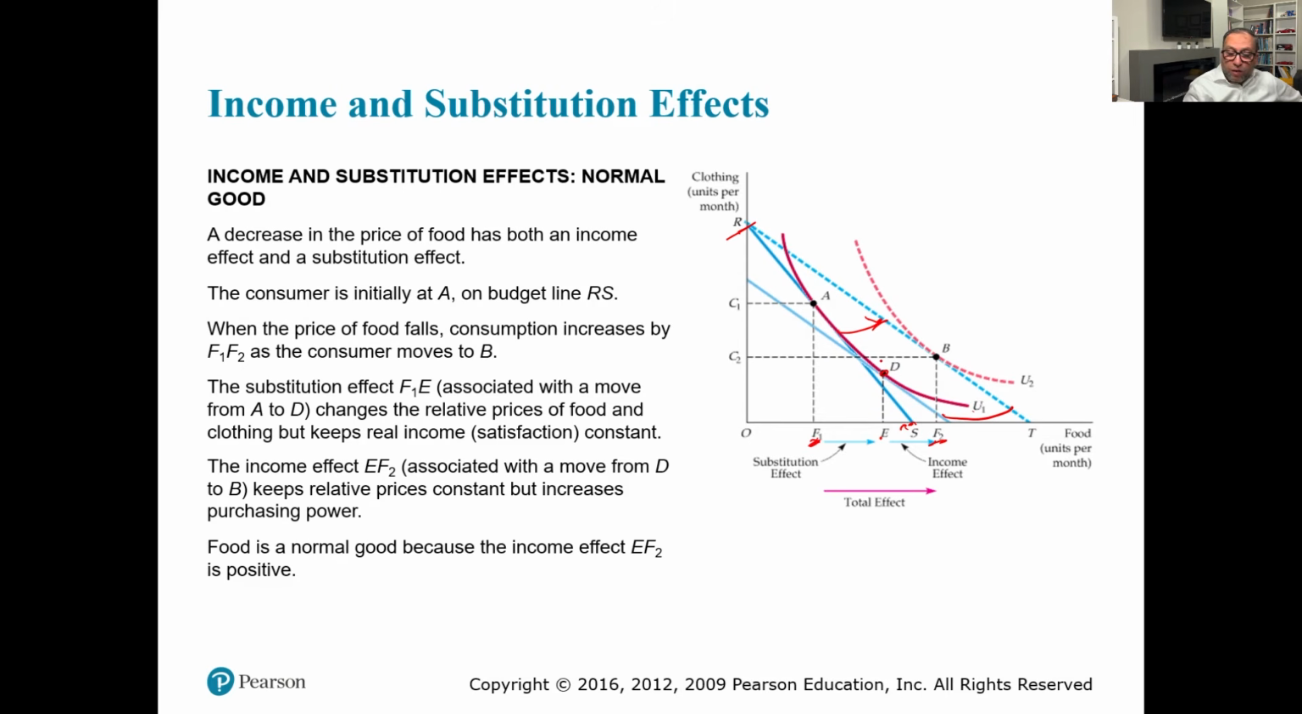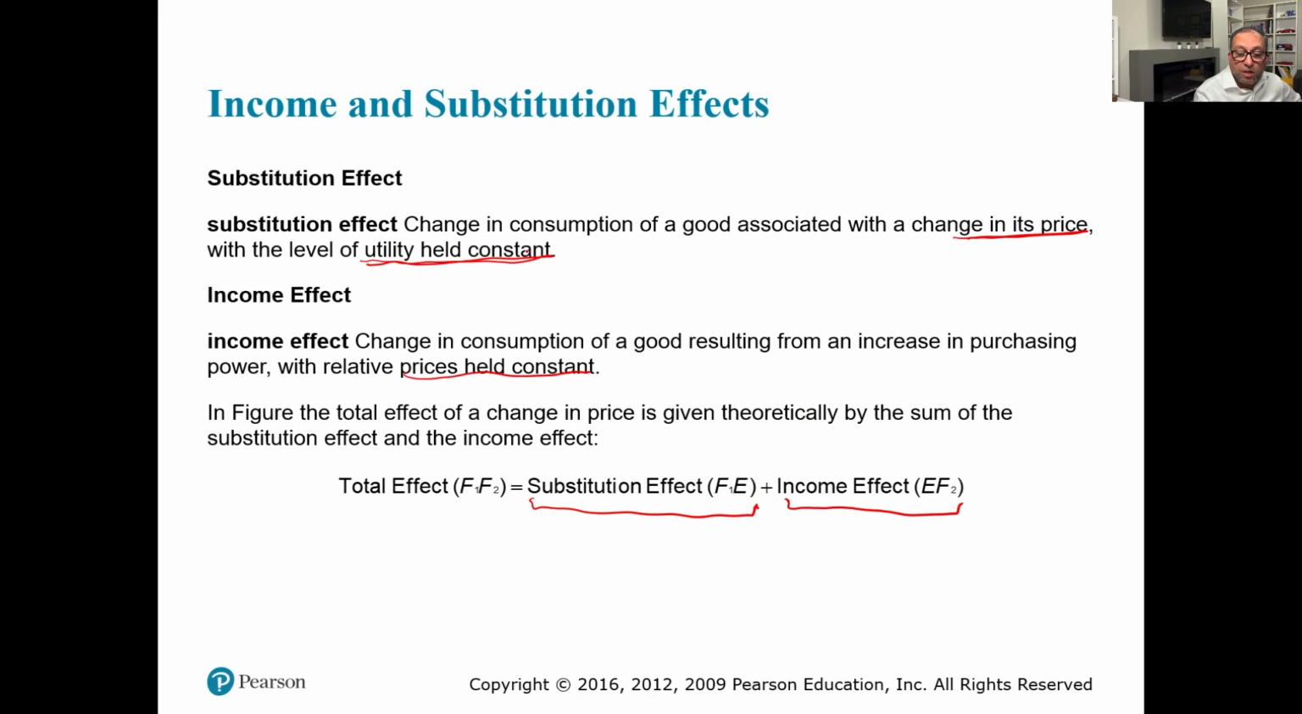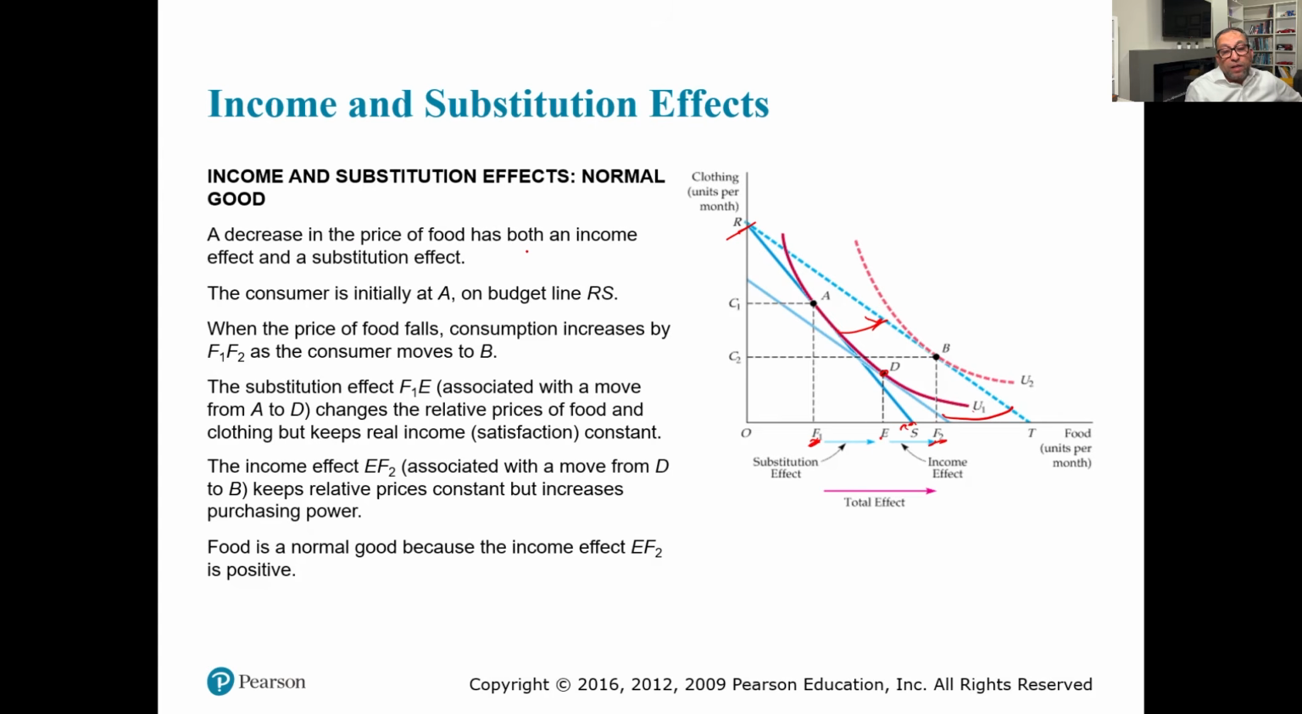So that's the substitution effect, because we mention that utility is held constant. The other effect, from E to F2, is because of an increase in real income, and that jumps the utility from D to B. So for a normal good, food, both effects work in the same direction. You see the arrows in the same direction, and the consumption of food increases from point A to point B.